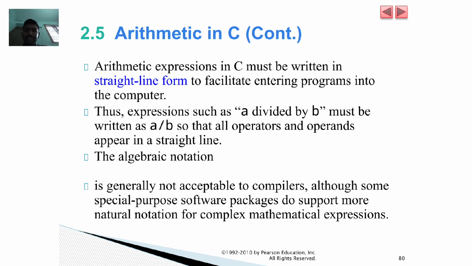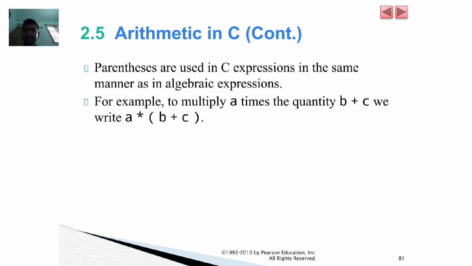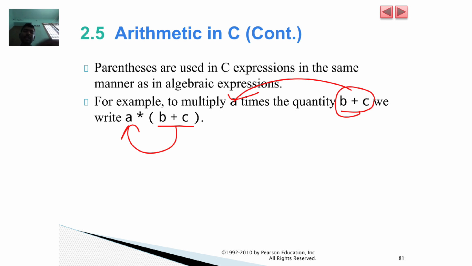The arithmetic expression in C must be written in straight line format, to facilitate entering the programs into the computer. Expressions such as A divided by B must be in the format A / B, so that all operands are assigned in the correct notation. Parentheses are used in C expressions in the same manner as in algebraic expressions. First we solve the inner parentheses, then the addition, then the multiplication. First A plus B is done, then it will be multiplied. After multiplication the result will be printed.